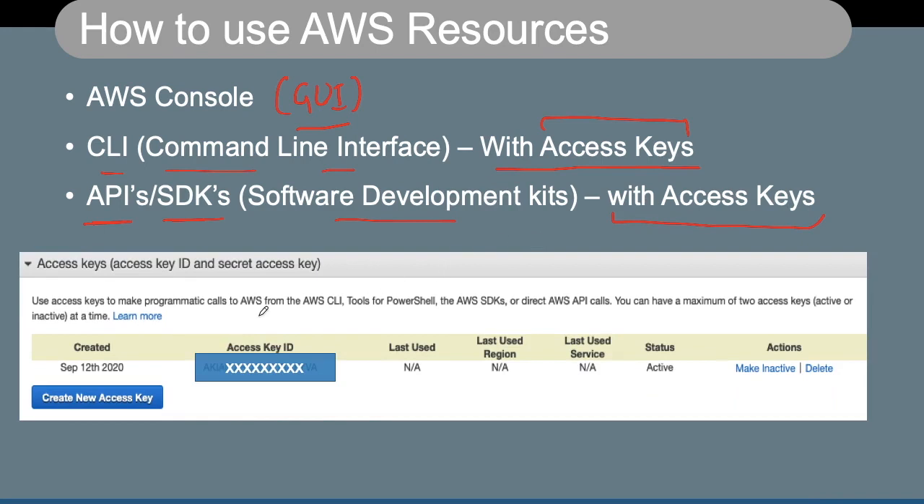So this is how a typical access key looks like. They have something called an access key ID, and you need to have the secret access key, which is not shown here. So these things will be used for programmatic access, which is typically used for CLI or API and SDKs. Please make sure you don't share your access key ID and the secret access key with anybody who you are not very sure how they are going to use these things.